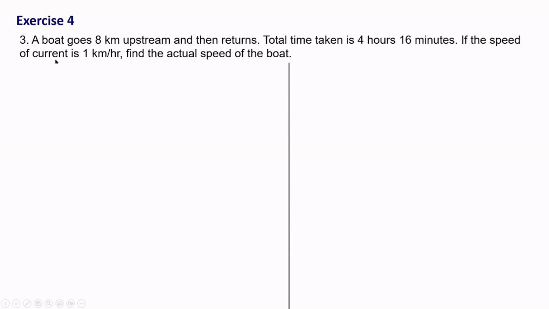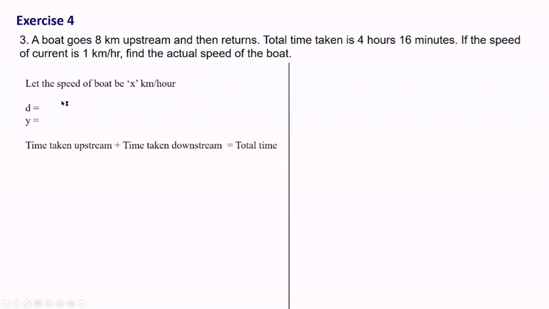Next question. A boat goes 8 km upstream and then returns. Total time taken is 4 hours 16 minutes. If the speed of the current is 1 km per hour, find the actual speed of the boat. So here the distance which the boat travels upstream and then downstream is given, which is 8 km. The total time taken is given, which is 4 hours 16 minutes. The speed of the current is given. We have to find the speed of the boat.